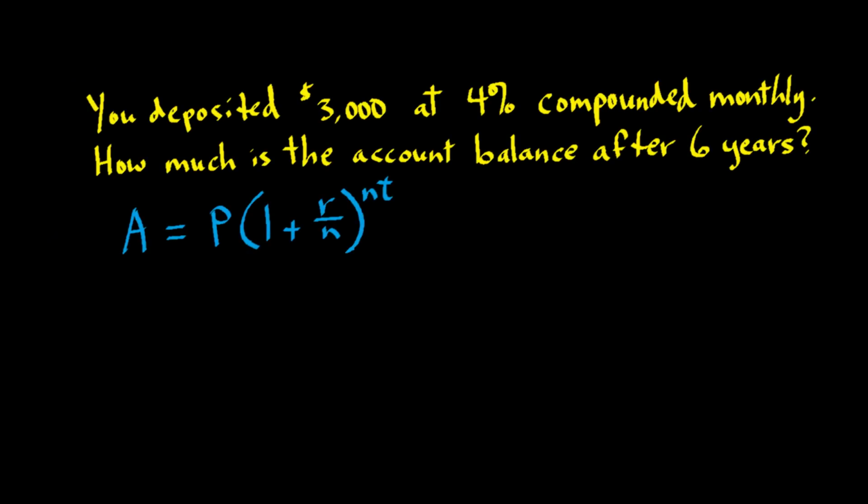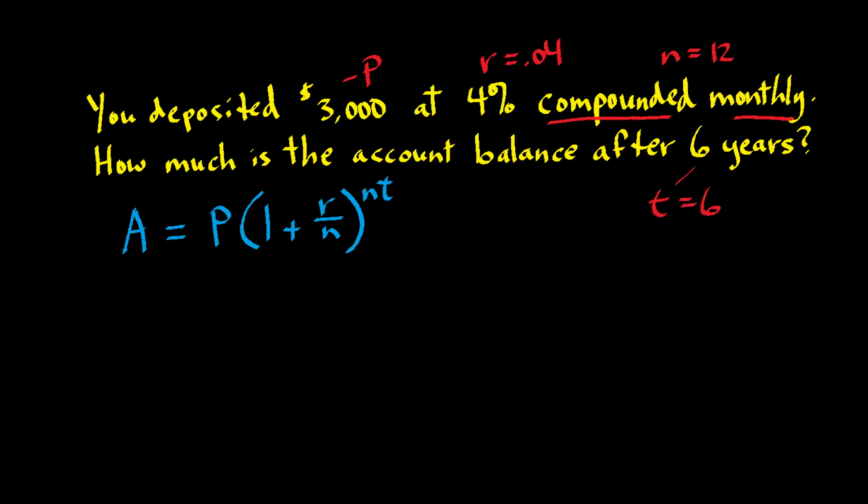Let's say you deposited $3,000 at 4% interest compounded monthly. How much is the account balance after 6 years? We will be solving for A. We need to identify P, R, N, and T. The $3,000 is our P because that's the original principal. R is the interest rate and 4% as a decimal is 0.04. Since the account is compounding monthly, N is going to be 12 since there are 12 months in a year. The time T is 6.